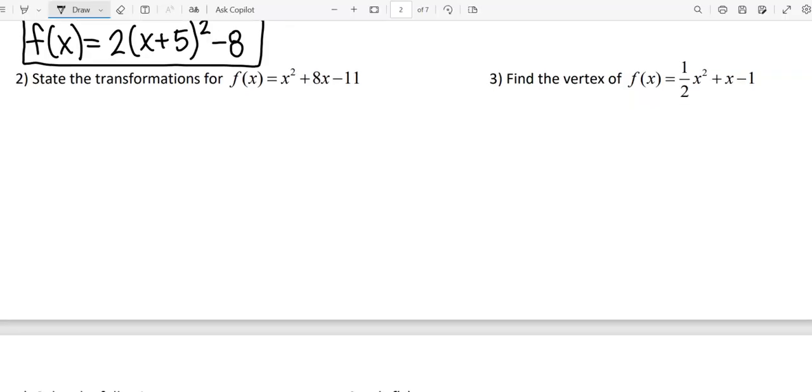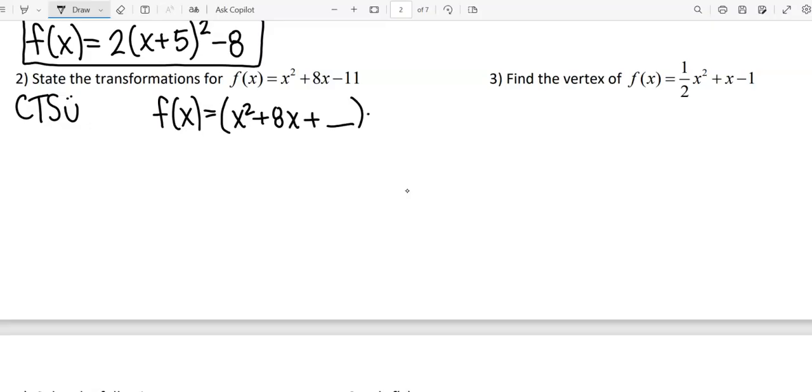The next one's in standard form and it's asking for the transformation. So what are you going to have to do? You're going to have to complete the square. Y'all want to try this one? What? You don't? What? No. That's fine. All right, let's group the first two. F of x equals, let's group x squared plus 8x plus blank, and then minus 11 on the outside. And if you add a blank on the inside, you have to subtract a blank on the outside to balance it out. Do I need to slow down?